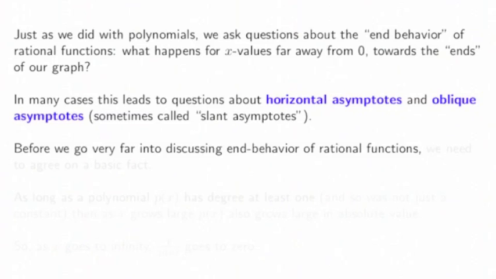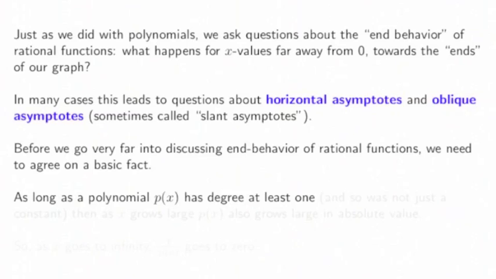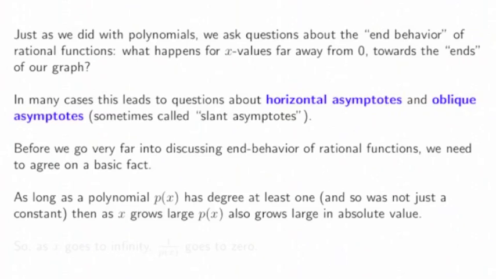Before we go very far in discussing end behavior of rational functions, we need to agree on a basic fact. As long as a polynomial p of x has degree at least 1, so it's not a constant, then as x grows large, the polynomial p of x also grows large in absolute value. As x goes to infinity, 1 over the value p of x goes to 0. We explicitly list this as a lemma, that is, a mathematical fact that we will often use.